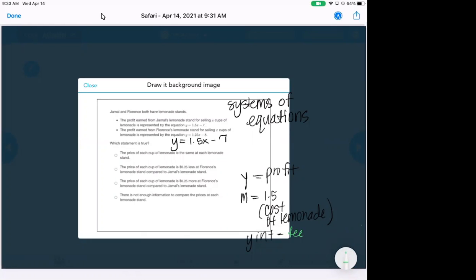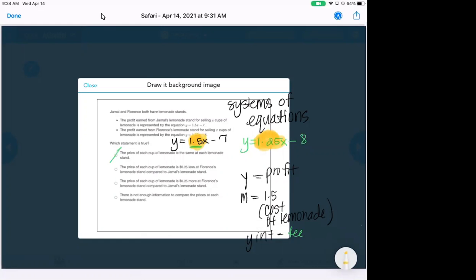So y equals 1.5x means that they charge $1.50 for the lemonade, so the price of his lemonade, but then the price of the other person's lemonade is $1.25. So no, they don't have the same price. Okay, so we are looking at the slope right here. That is what they're charging. So the price of each cup of lemonade is 25 cents less at Florence's lemonade stand compared to Jamal's lemonade stand. So Jamal's lemonade stand is $1.50, and Florence's lemonade stand is $1.25.